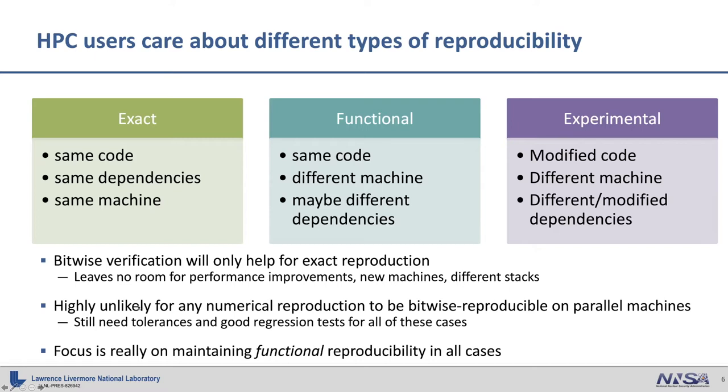And it's unlikely for any sort of numerical reproduction to be bitwise reproducible, at least at the result level on any parallel machine. So things like reductions and so on, you're not going to get bitwise same floating point results. You need tolerances and regression tests to really verify that this stuff is working. So I think the main focus in HPC is on functional reproducibility.